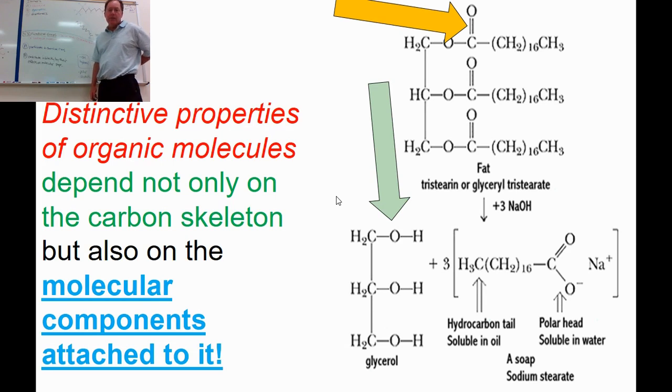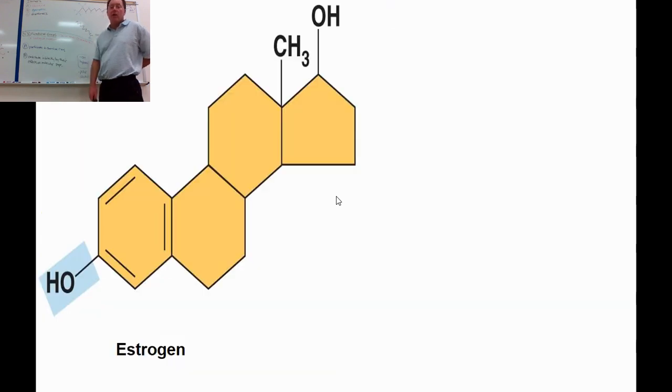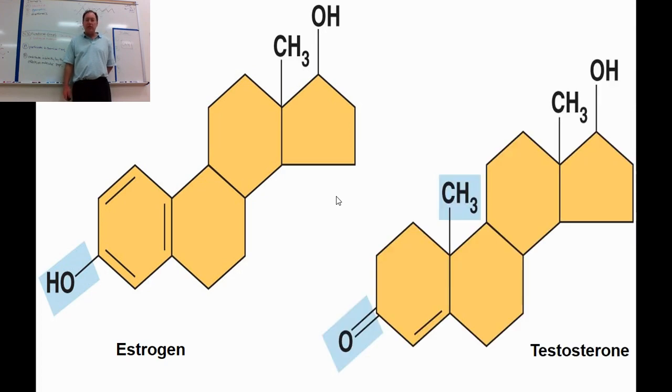See here these different arrangements of oxygen atoms. So here's an example. Your book is going to talk about these two sex hormones, estrogen, which is found primarily in women, but men make it also, and testosterone. Press pause and count how many atoms are different between estrogen and testosterone.